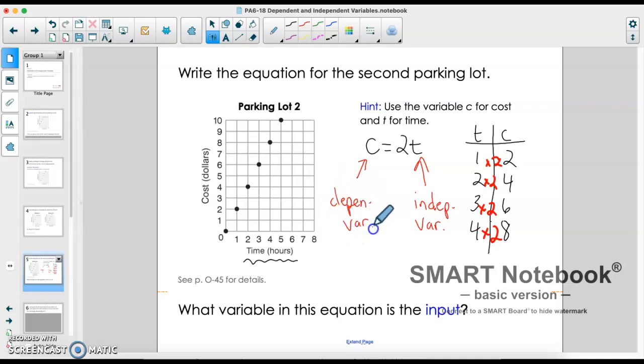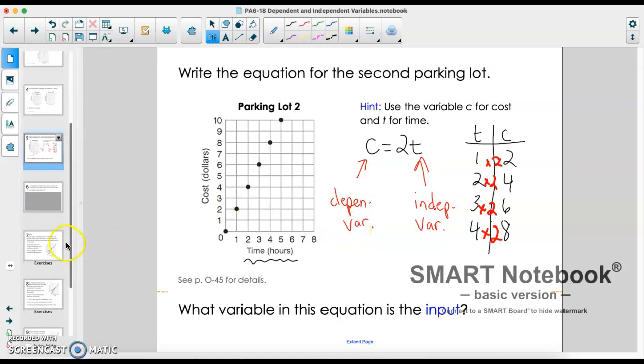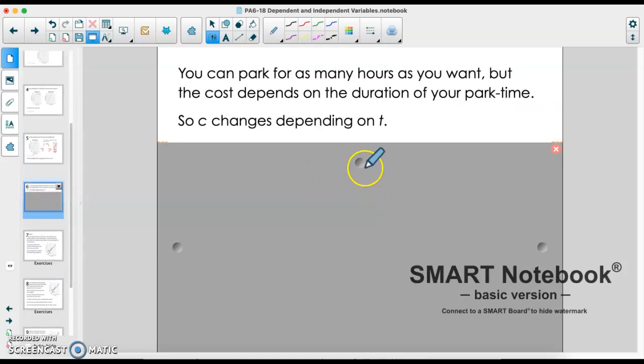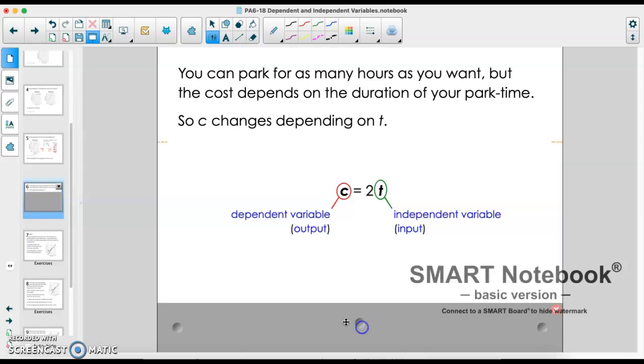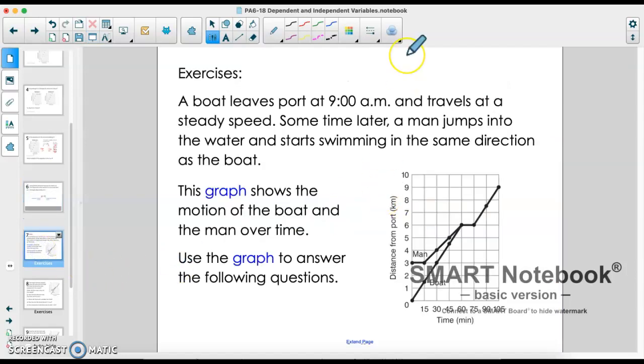independent variable, and then we would call C here the dependent variable. Okay, and so again, the point I want to highlight here: look along the horizontal or the x-axis for your input or your independent variable, and then look along the y-axis or the vertical axis for your dependent variable, the thing that can change. This stuff I've already shown you, so I'm going to move on.